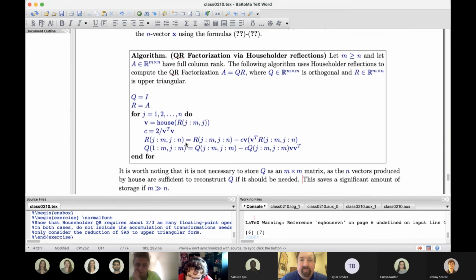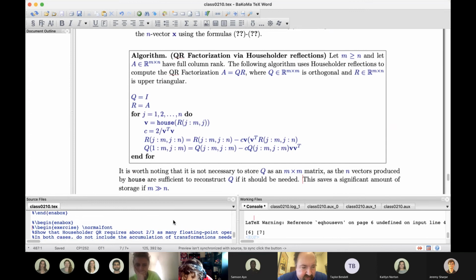Okay. So our matrix A coming in, we set Q initially to be identity, like in the Givens algorithm. R will be equal to A. So then we're just going to work with R from this point on.